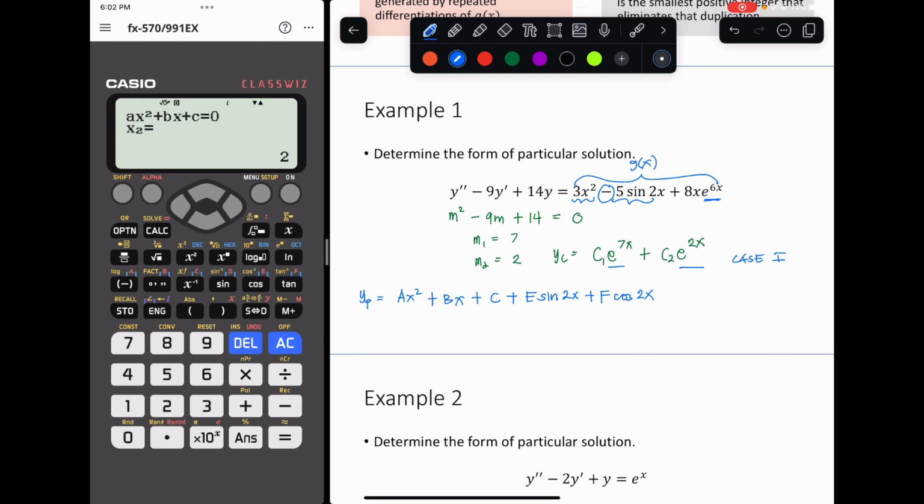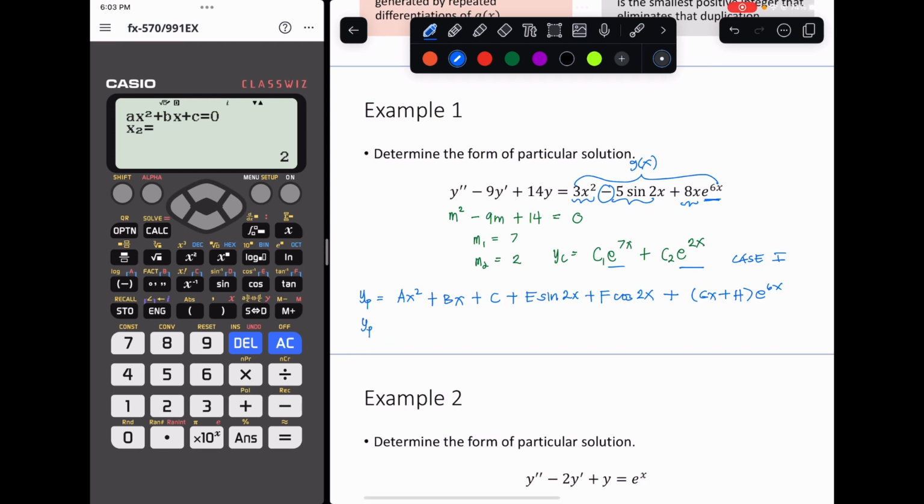And then lastly, we have e raised to 6x. But this is multiplied with 8x, so the highest exponent is 1. Therefore, after f, we have gx plus h. So gx plus h, that's for the algebraic part. The 8x trial solution is gx plus h, multiplied with the exponential function e raised to 6x. And that is how we write this one.